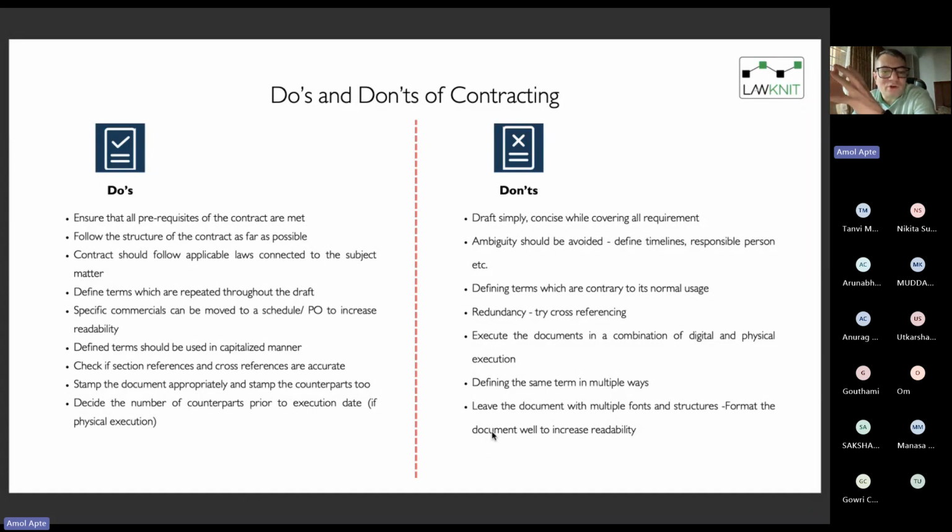Ensure that all prerequisites of a contract are met. Now, what is prerequisite of the contracts? All of that which is defined in the Contracts Act. Plus, if there are certain things to be done by either of the parties before executing the contract, make sure that all of that is available. There has to be two consenting parties, offer and acceptance, consideration, free consent, everything has to be met with, and then only your contract will be valid. Therefore, make sure that all that is present.